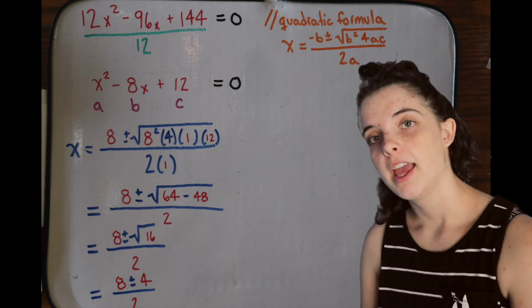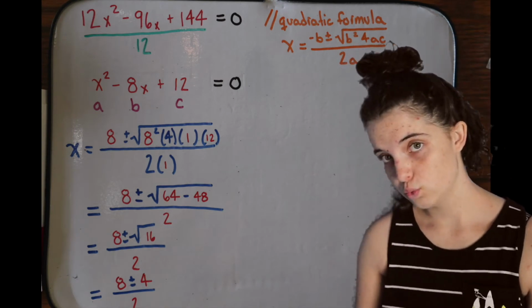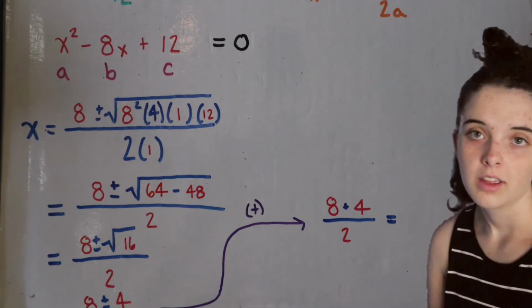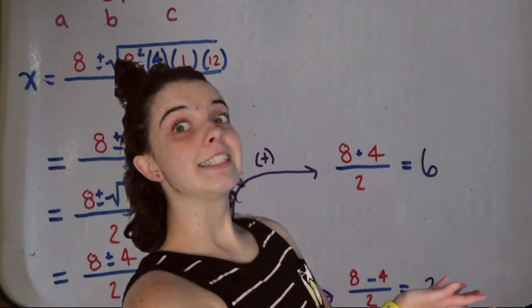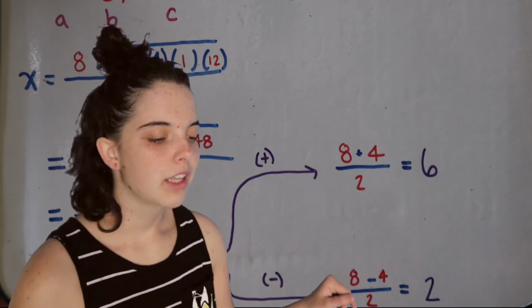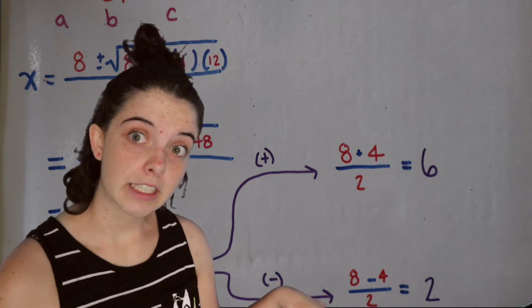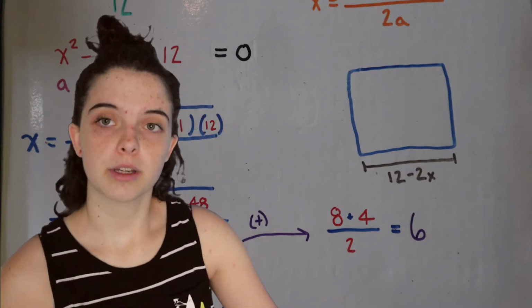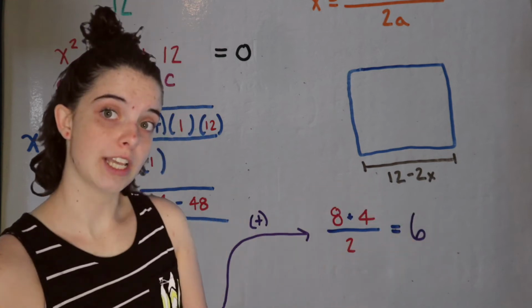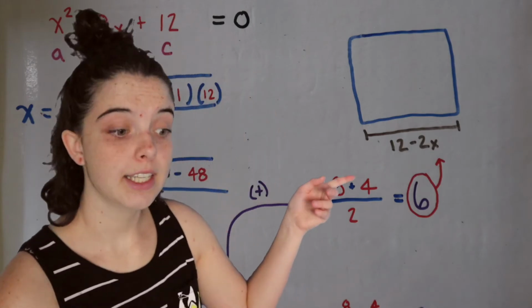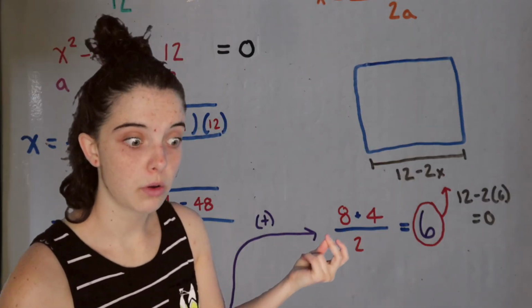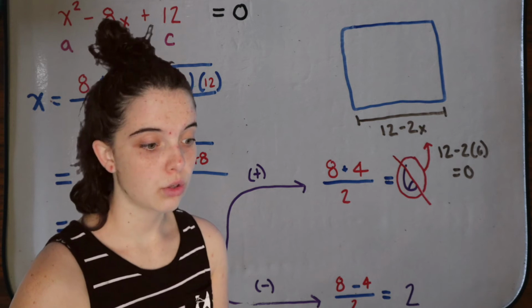And we get 8 plus or minus 4 over 2. So now we need to find the addition one and the subtraction one. The addition one gave us 6, and the subtraction one gave us 2. Now remembering that we have the square base, so each side is 12 minus 2x. If we plug in that 6 into 12 minus 2x, 6 times 2 is 12, 12 minus 12 is 0. We can't have a side length of 0. So we know we can't use the 6.